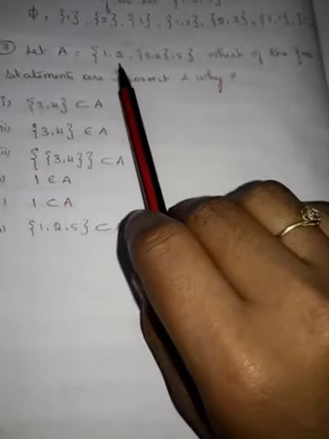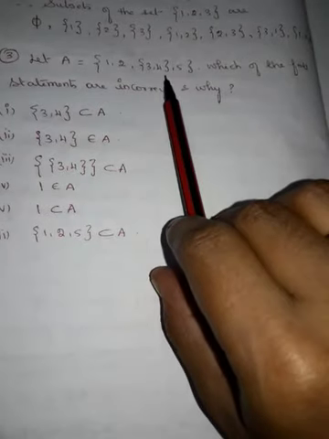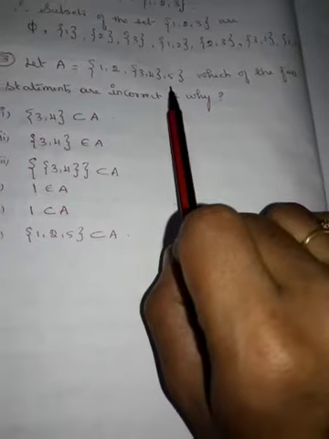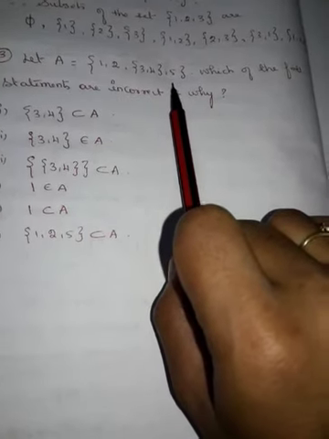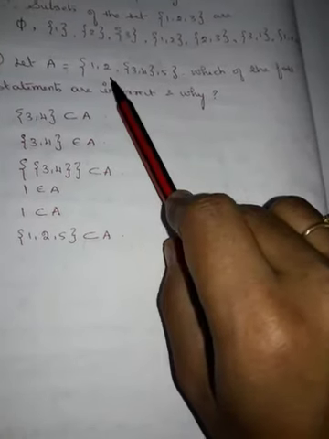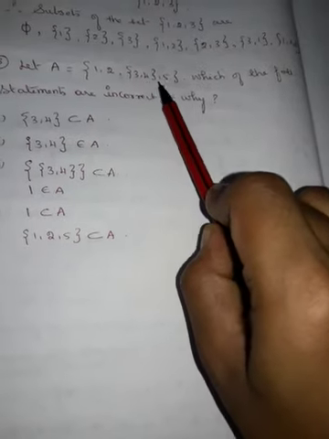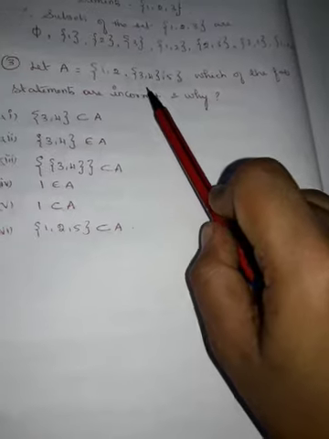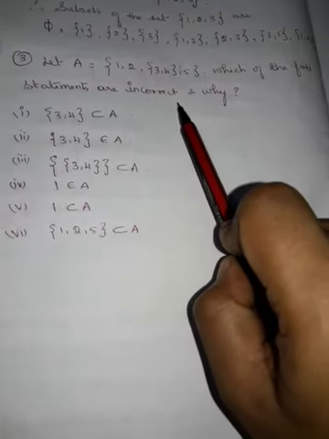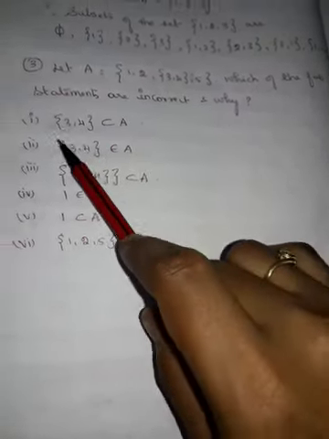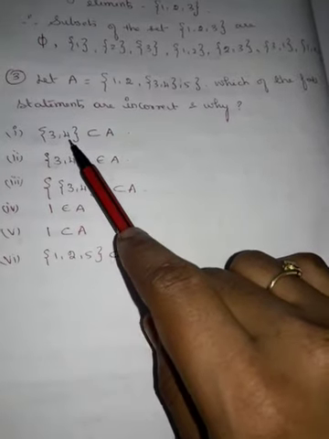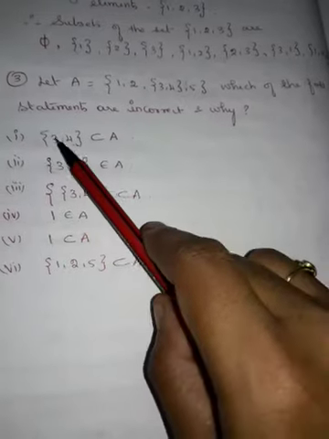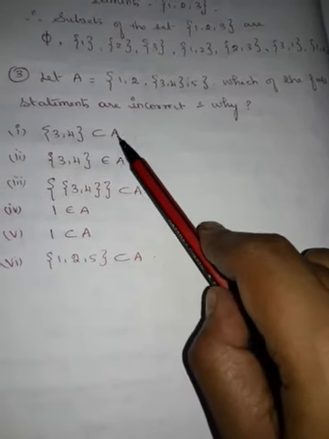Let A be equal to the set 1, 2, {3, 4}, 5. On seeing this set, immediately what should strike your mind? This is a set of sets, right? One element of the set itself is a set. This is a set of sets. Which of the following statements are incorrect and why? Now look at the first question. {3, 4} is a subset of A. The set {3, 4} is a subset of A.